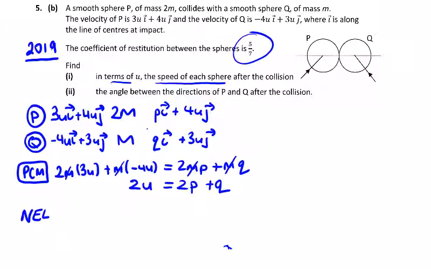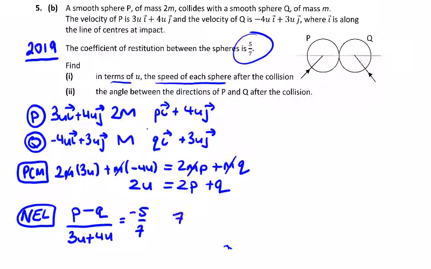Newton's experimental law: v1 minus v2, so we'll always get p minus q on top, and u1 minus u2 on the bottom, which will be 3u plus 4u, equals minus e, minus 5/7. So we're going to get 7p minus 7q equals minus 35u. So I need to multiply this one by 7.